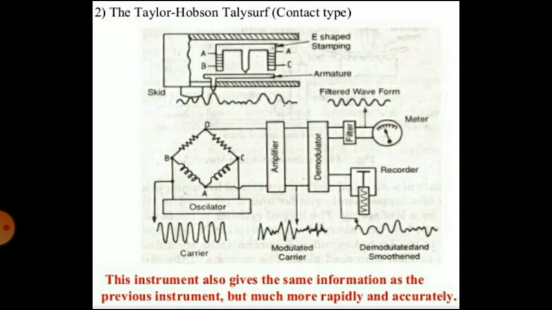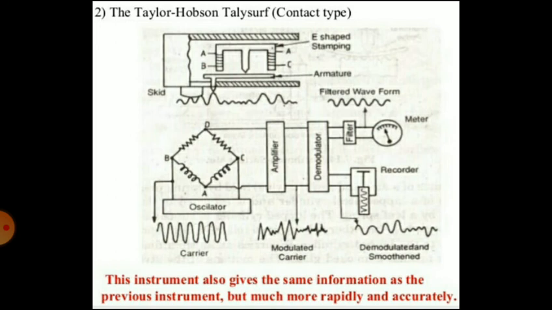The Taylor-Hobson Telesurf works on the same principle as that of the Tomlinson surface meter, but the Tomlinson surface meter is purely a mechanical instrument. The Telesurf is an electronic instrument. So this instrument is an electronic type. This factor makes the Telesurf a more versatile instrument and it can be used in any condition.